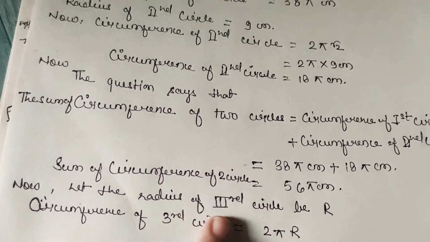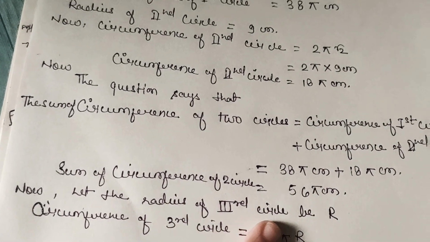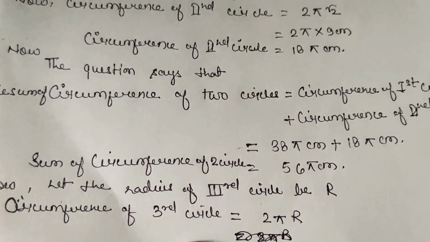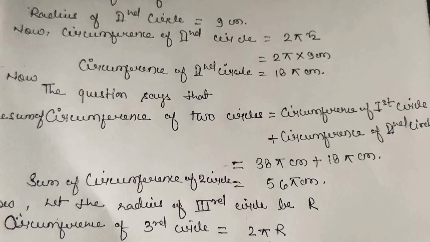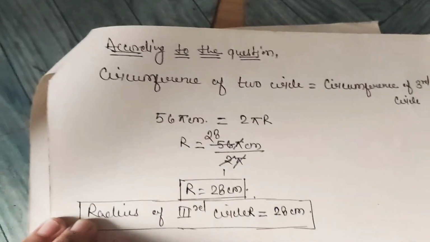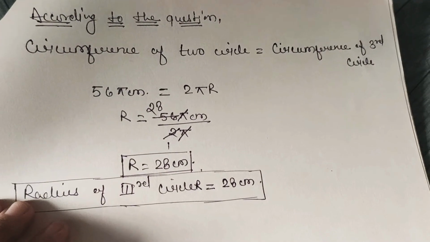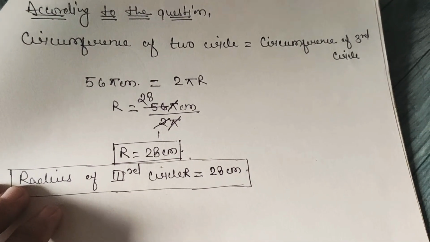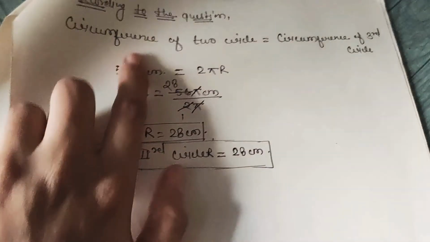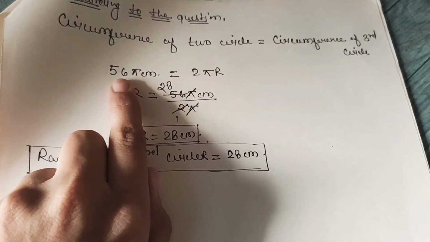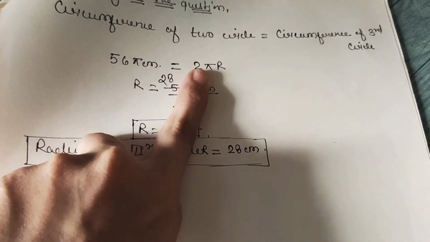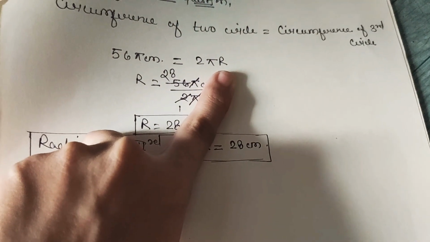Now we will assume the radius of the third circle will be capital R. So the circumference of the third circle will be 2 pi into capital R. Now according to the question, the circumference of the two circles will be equal to the circumference of the third circle. So the circumference of the two circles is 56 pi centimeter, and the circumference of the third circle will be 2 pi into R.